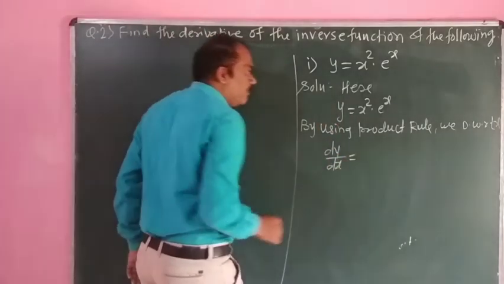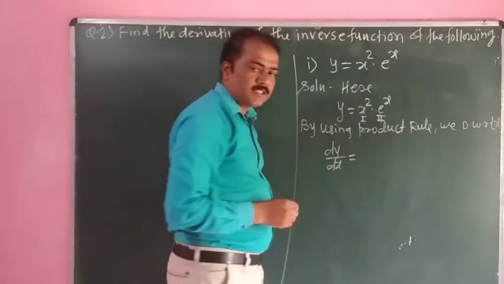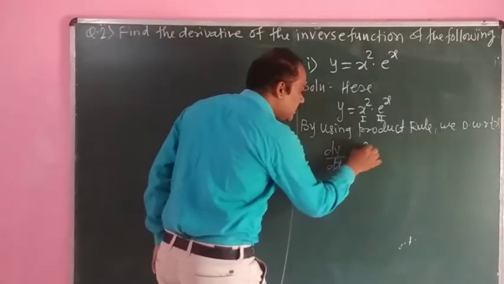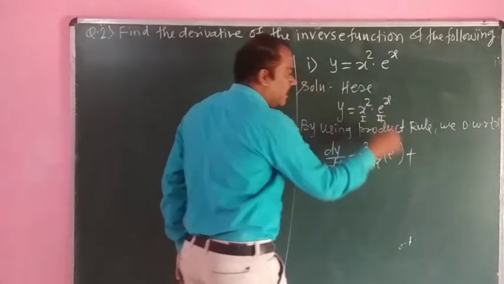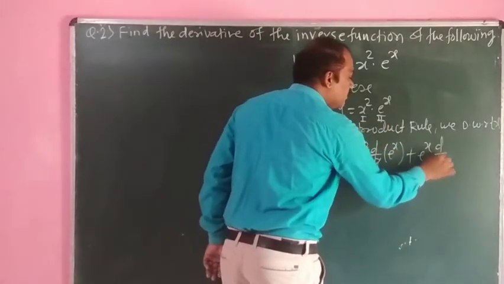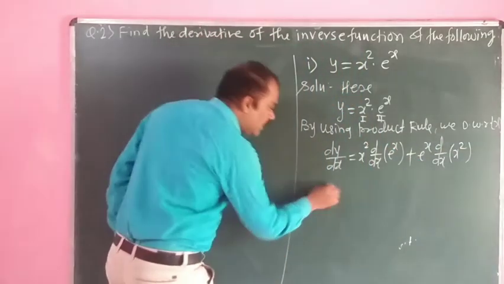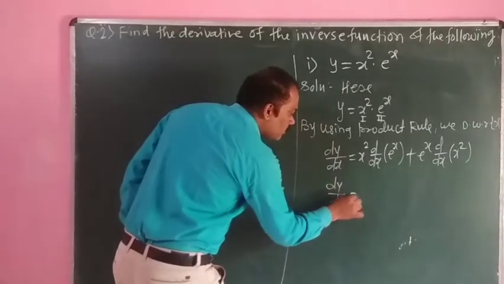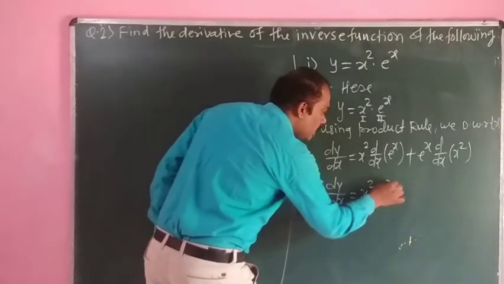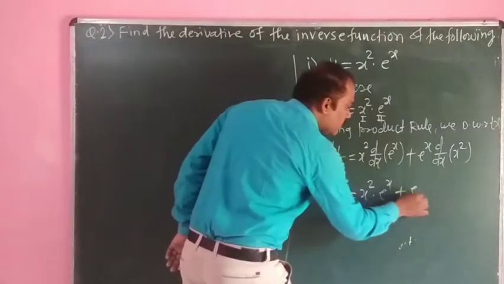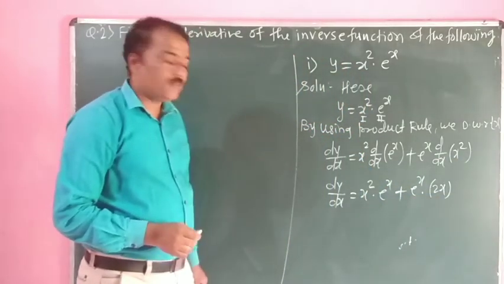By using the product rule, suppose that this one is the first function and this one is the second function. In the product rule, first function keep as it is, derivative of the second function with respect to x, plus second function keep as it is, derivative of the first function, that is d dx of x square. So we get dy by dx is equal to, differentiation of e raised to x is e raised to x, so we get x square into e raised to x, plus e raised to x into differentiation of x square, which is nothing but 2x by using the power function formula.